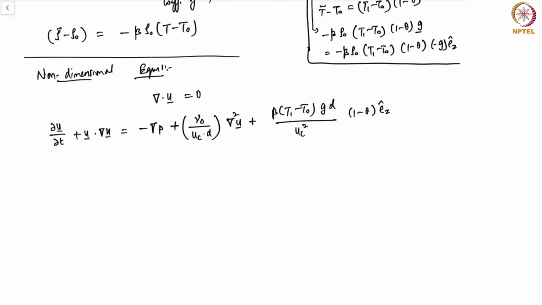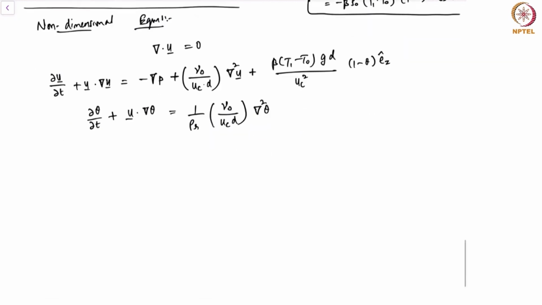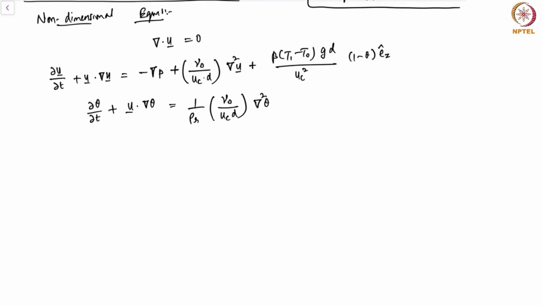And finally we have an equation for temperature, but now the temperature variable is theta. So we have del theta by del T plus u dot grad theta, where u is a vector here. This becomes 1 by Prandtl number times nu naught by uc times d del square of theta. These are my non-dimensional equations.